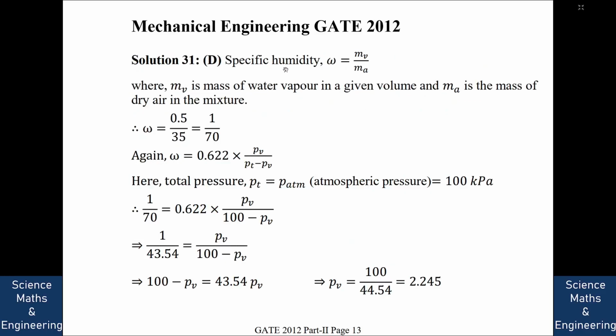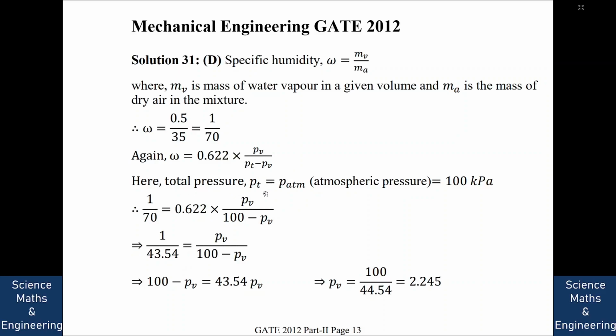See, specific humidity would be mv by ma, where mv is the mass of water vapor in the given volume and ma is the mass of dry air. So it is already given, 35 is the mass of dry air and 0.5 is the mass of water vapor. So you have omega is equal to 1 by 70. Now omega is equal to 0.622 into PV by PT minus PV.